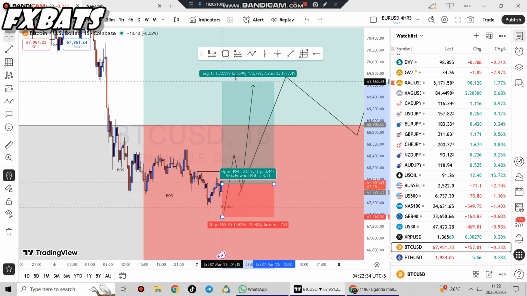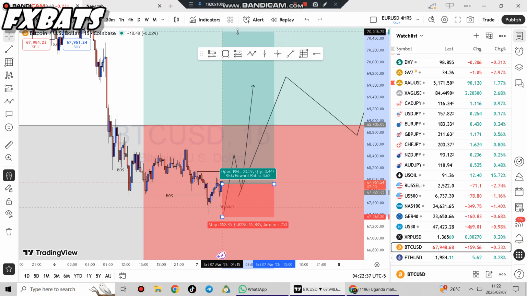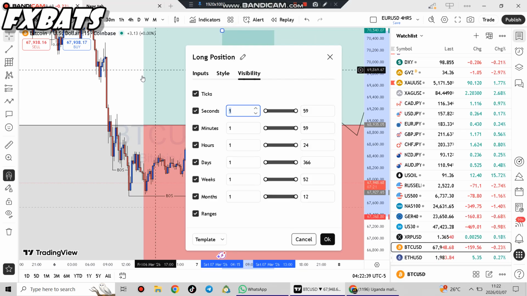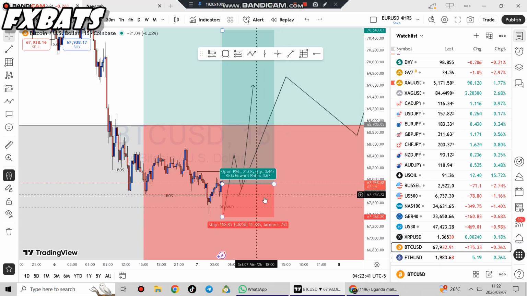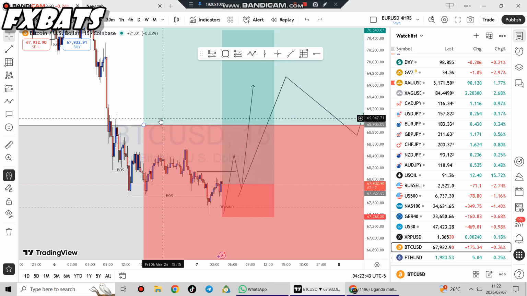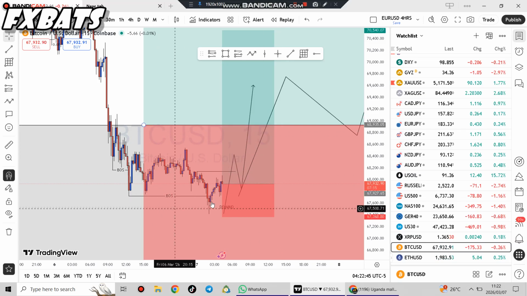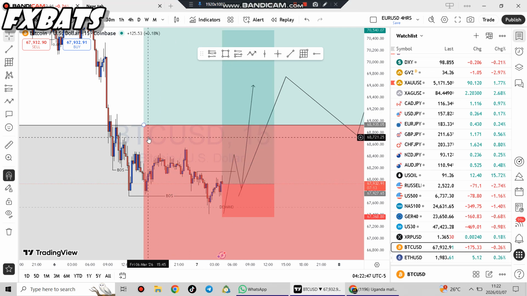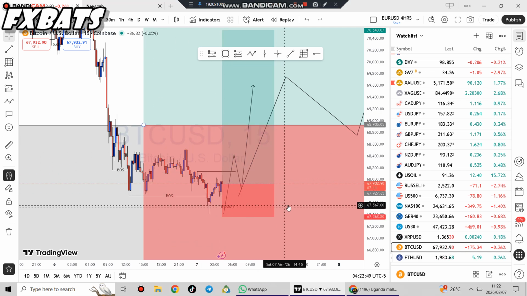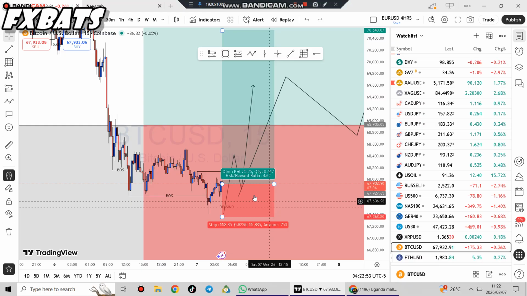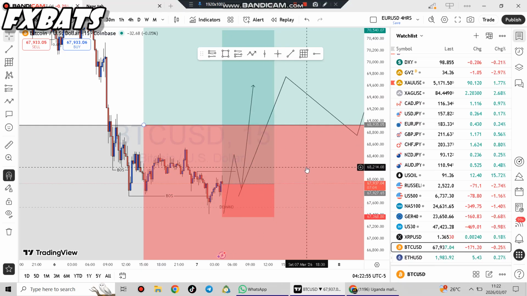TP, I'll be targeting the H4 buy side liquidity. Understand? So you could see the difference between the H4 POI of interest. The risk to reward ratio on H4 is too wide compared to the 15 minutes. You understand? Yeah. So basically, this is how I do my entries.